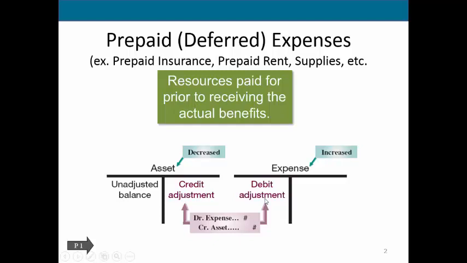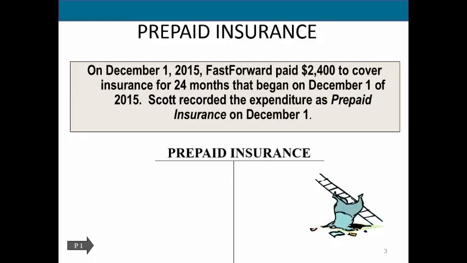So again, in that example, we had paid 24 months in advance, and the total was $2,400. So therefore, we would expense $100 a month. We would show that by showing a debit to our expense, and then we would credit our asset for the amount that it is being reduced. So after the first month, we would credit $100, and that would show us that what is left would be our beginning balance, which was $2,400, minus $100. That means our remaining prepaid asset was $2,300.